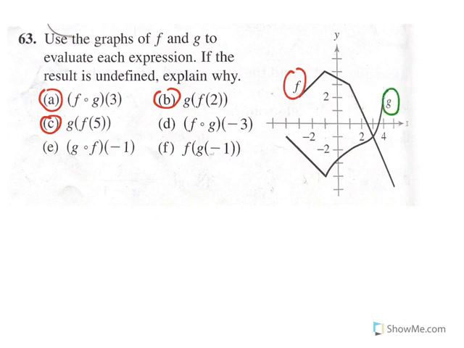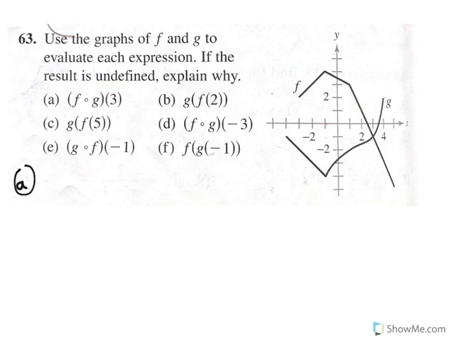Instead, we're given graphs for f and g. But we can still do a, b, and c, also d, e, and f, but I will show you a, b, and c as examples. It says here, use the graphs of f and g to evaluate each expression. If the result is undefined, explain why. So we will go ahead and take a look at what A, B, and C is asking us to do.